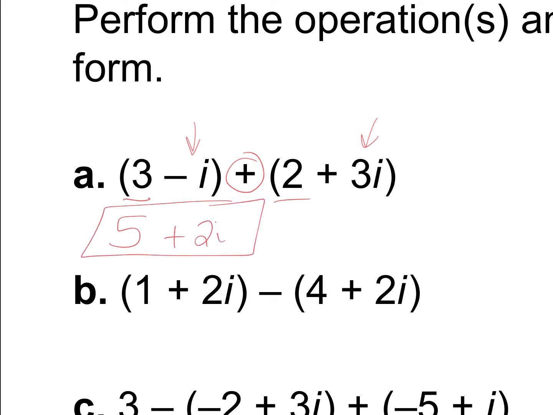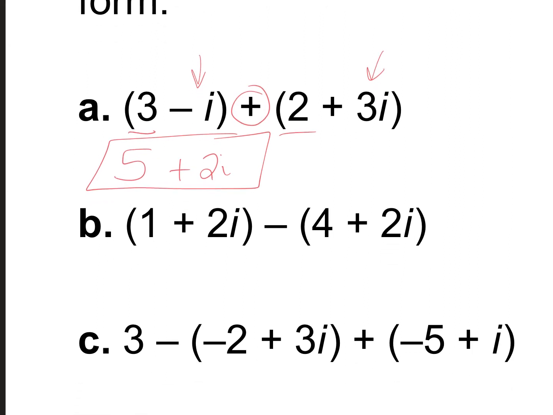And again, the real part goes first. If you write that 2i plus 5, you're going to get points off. The real part is 5. The imaginary part is the 2i. How's B a little bit different? Right? It's subtraction. This -1, what do we have to do with it?